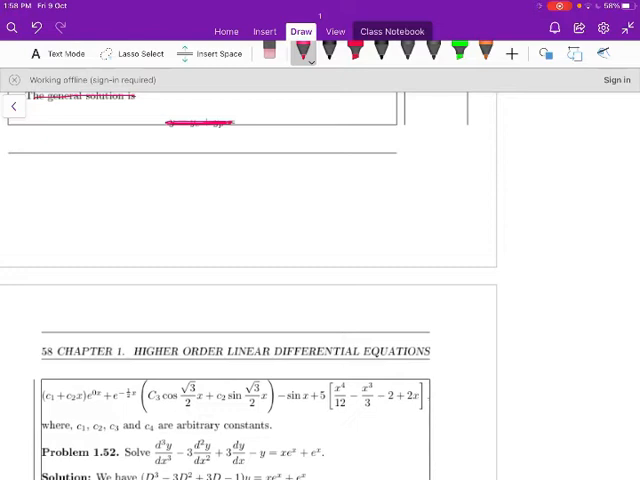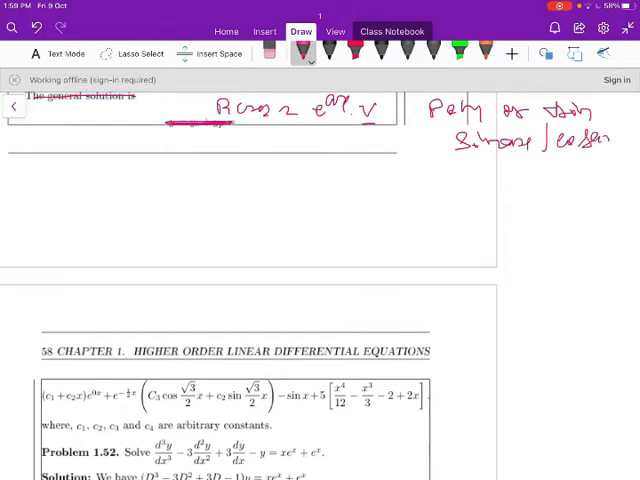Hi students, in the previous video we have seen the solution of non-homogeneous linear differential equation when r of x is a polynomial function. Now let us move to the solution of non-homogeneous linear differential equation when r of x is equal to e power ax into v, where v is either a polynomial or trigonometric functions, that is either sin x or cos x.